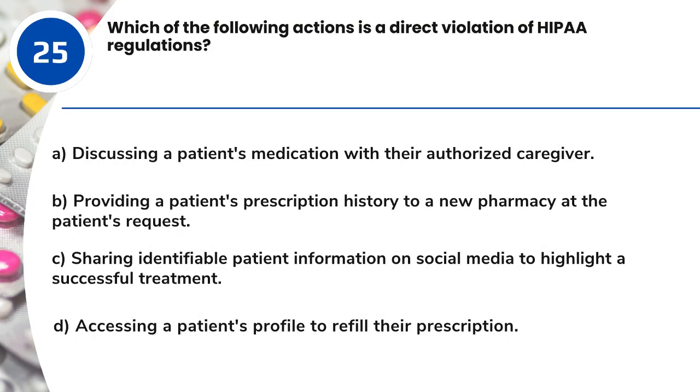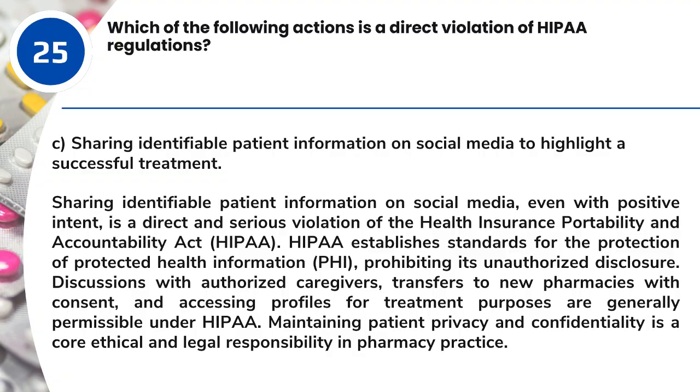Question 25. Which of the following actions is a direct violation of HIPAA regulations? A. Discussing a patient's medication with their authorized caregiver. B. Providing a patient's prescription history to a new pharmacy at the patient's request. C. Sharing identifiable patient information on social media to highlight a successful treatment. D. Accessing a patient's profile to refill their prescription. Answer C. Sharing identifiable patient information on social media to highlight a successful treatment.